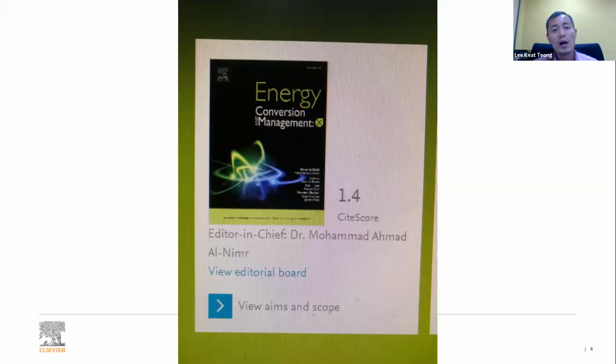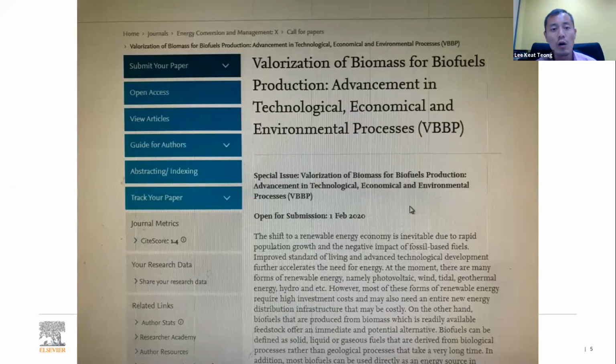I give an example now. Just now Sanyan also told about the open access journals for Elsevier, and one of them is Energy Conversion and Management X. It is actually a mirror journal, or an open access journal, of the conventional Energy Conversion and Management. Please don't get confused, this one is Energy Conversion and Management X, right? Currently, we are running a special issue on valorization of biomass for biofuels production. At the moment, we are running the final call because it was open for submission since February 2020, and I think this submission will close in September, end of this month, right?